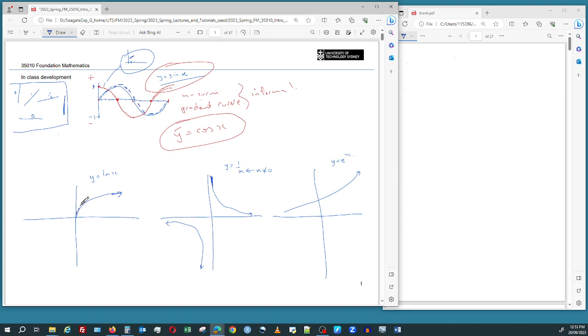And look at this one. This one's always got a positive gradient. It's never less than, never goes to negative. Forever goes off into positive direction. This one here starts off as a very steep positive.